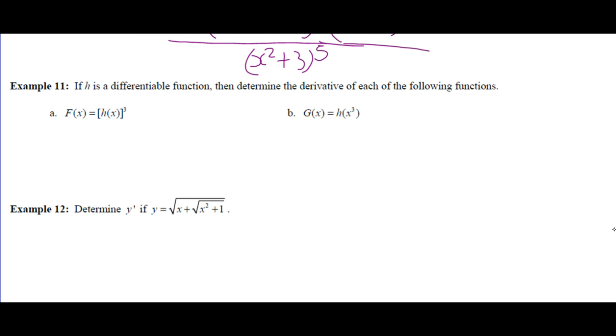Example. If h is a differentiable function, then determine the derivative. Okay, this one's actually kind of easy because it's just notational, right?